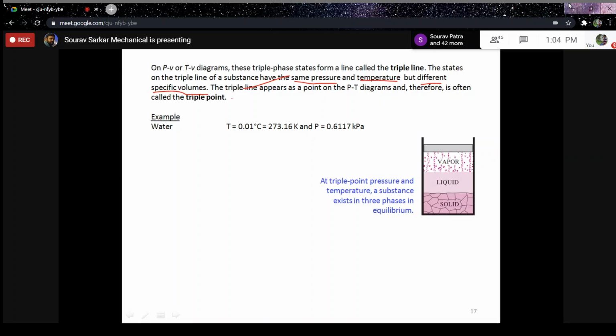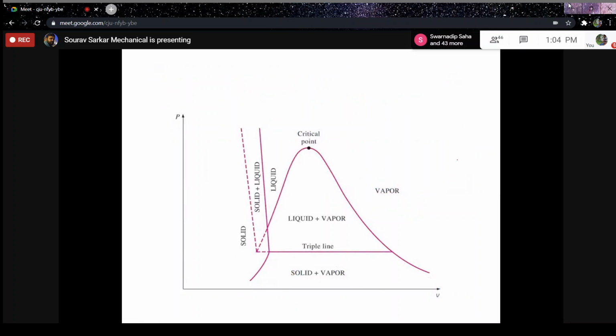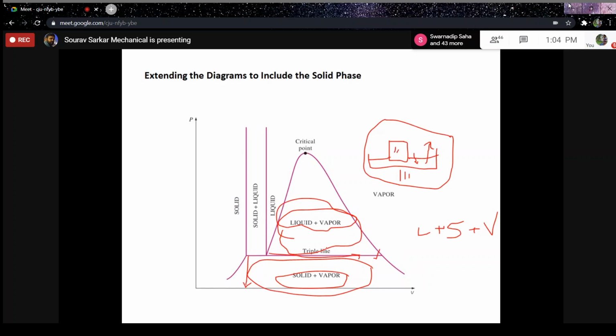The triple line appears as a point on a PT diagram. Why it appears like a point in the PT diagram, I will tell you later. But this whole line is called the triple line.